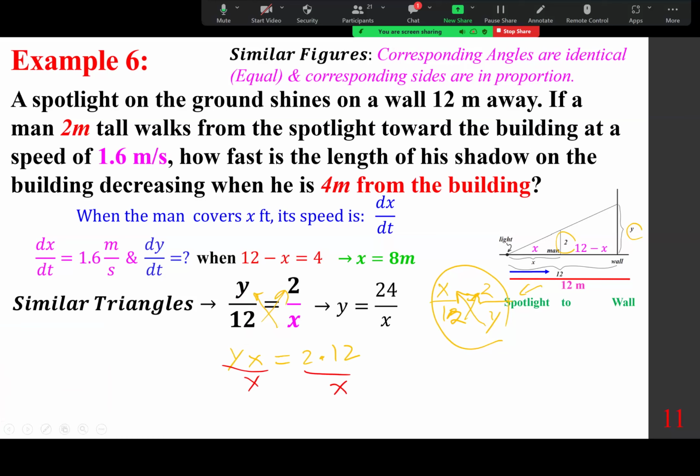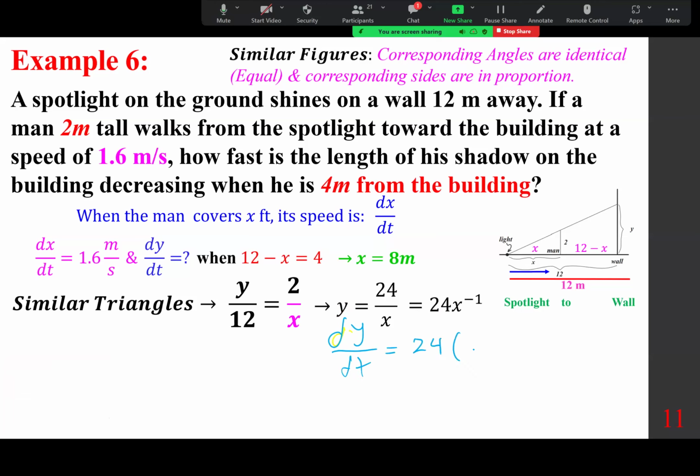So y is 24 over x, and we are going to rewrite it as 24x to the power of negative 1 for the sake of differentiation. So we're going to differentiate both sides with respect to t. This becomes dy/dt, and this becomes 24 times negative 1 x to the power of negative 1 minus 1, negative 2. Let's do that too. So dy/dt is 24 times negative 1 x to the power of negative 2. And again, we would be done if x was the independent variable, but it's not. That's why you have dx/dt. And so negative 24 over x squared dx/dt.